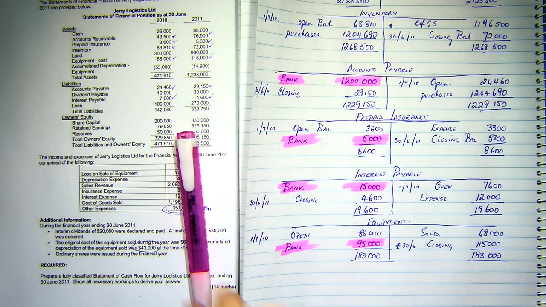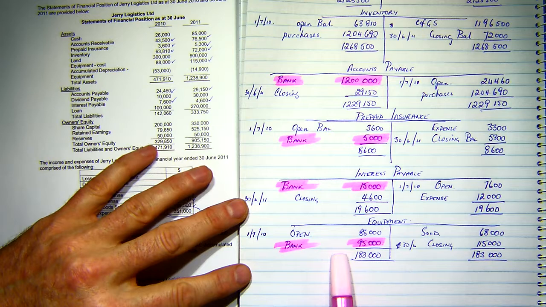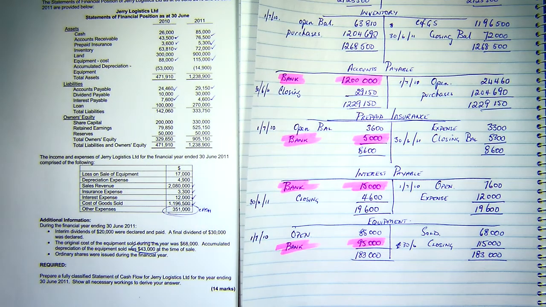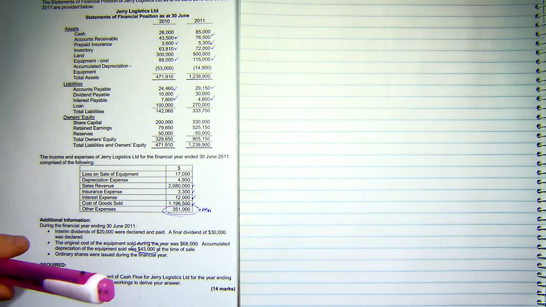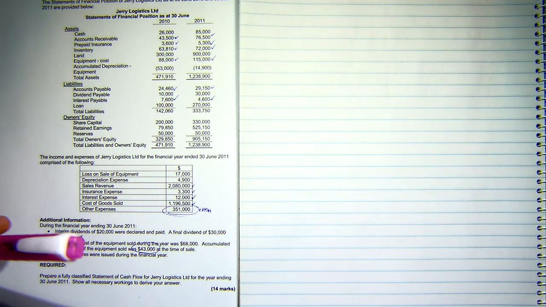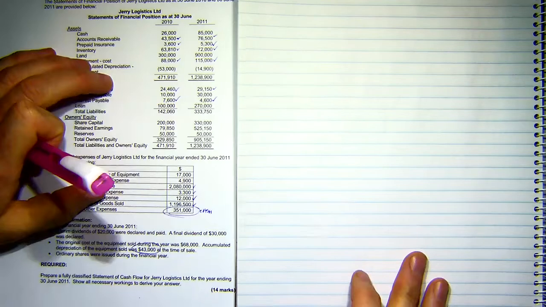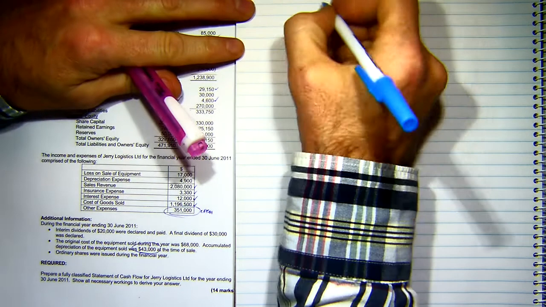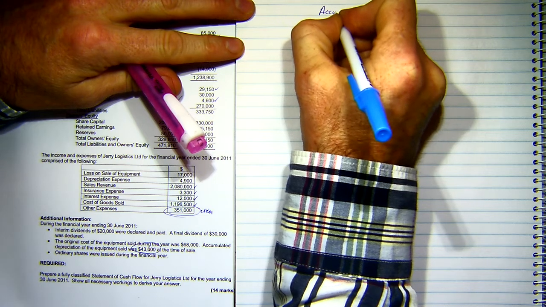Okay, so we've just highlighted the fact that we need to put this equipment into our cash flow statement as well. And I'm going to move on to the next account that we're going to rebuild. I'll slide my textbook down so that you can all see it. And the next one I'm going to rebuild is my accumulated depreciation.